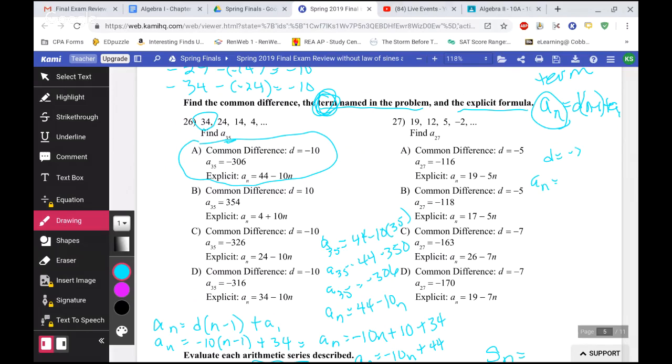You'll plug that into your formula, which I've shown you up here: a sub n equals the common difference times n minus 1 plus the first term, which is 19. Distribute the -7 throughout the parentheses. -7 times n is -7n. -7 times a -1 is a +7 plus 19. Combine like terms.